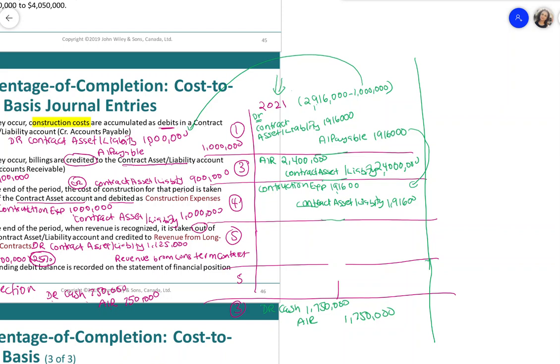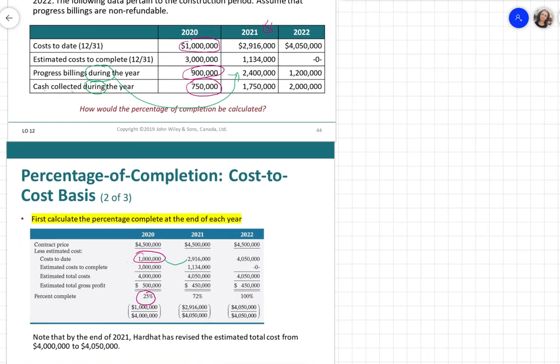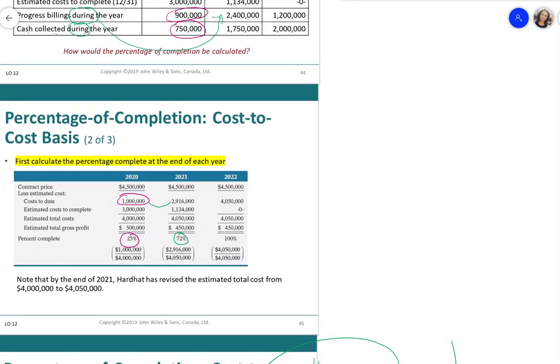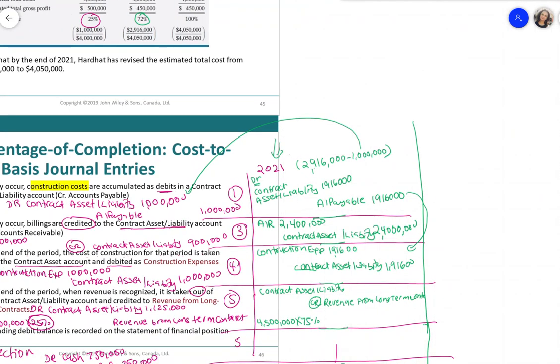Then the next part is to record the revenue part. When you're recording the revenue, what are you going to debit? You're going to debit the contract asset/liability, and credit will be your revenue from long-term contract. Now when you're doing it, this is a little bit different from the previous year. So now we know that the revenue that we are going to recognize is based on what percent of the project was completed. In this case, the project that was completed was 72%.